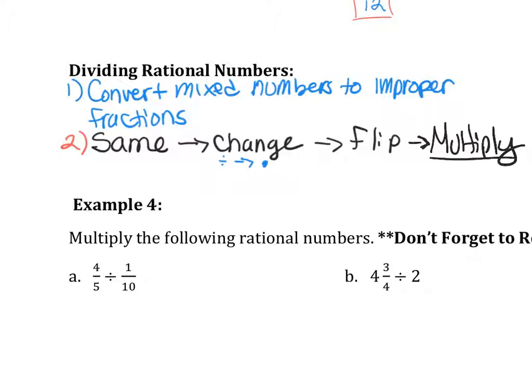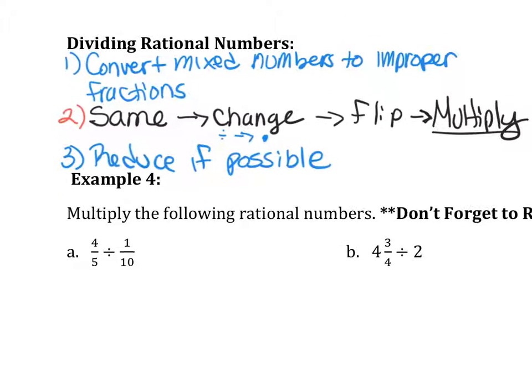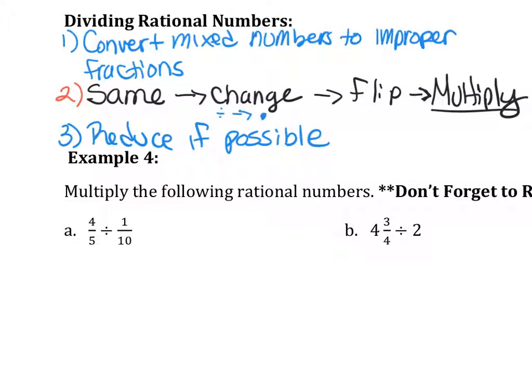And then, as always, your last step should be to reduce if possible, or if I want improper fractions changed to mixed numbers, you got to make sure you do that as well. Reduce if possible. Okay, so with example 4a, we don't have any mixed numbers that we have to deal with, so we can go right to step number 2.